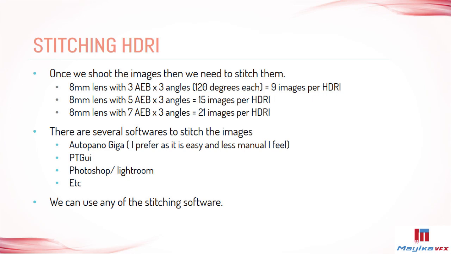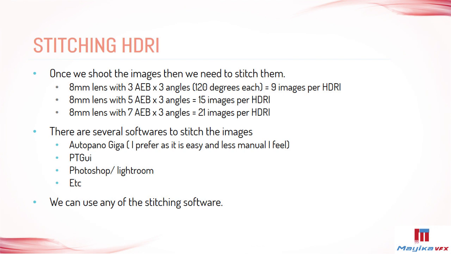As I said earlier, if we are using an 8 mm lens, and 3 auto bracketing images, then 3 into 3, which is 9 images per HDRI. Similarly, 5 auto bracketings gives 15 images, and 7 gives 21 images. If we are using a crop sensor camera, then the number of images may change.